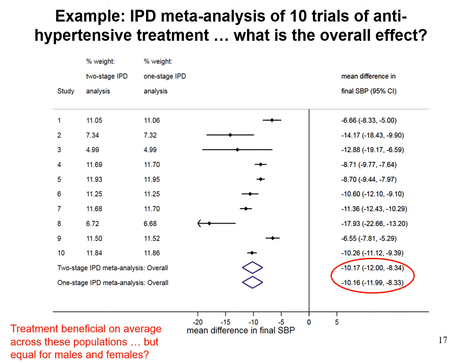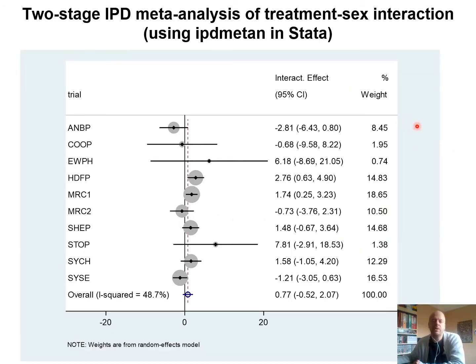So let's go back to our hypertension trials analysis. Remember, before we had this result of about -10, that the treatment is very effective compared to control at reducing blood pressure. The one-stage and two-stage results were very, very similar. But the question then remains, it's okay, it works on average, but does it work equally according to patient level characteristics? So let's say for simplicity, let's look at gender. So is there a difference in the treatment effect between males and females? So that means we need to estimate a treatment-sex interaction.